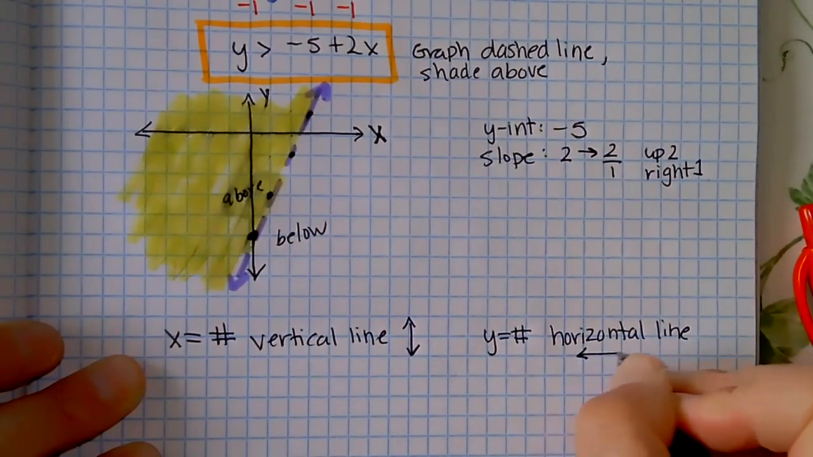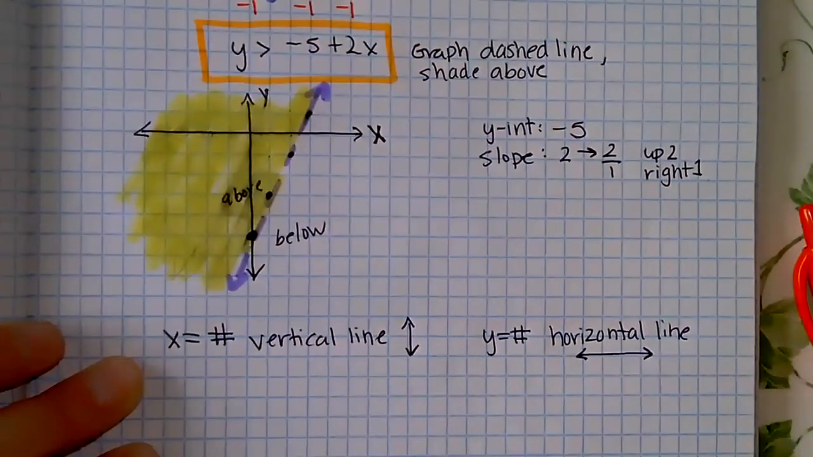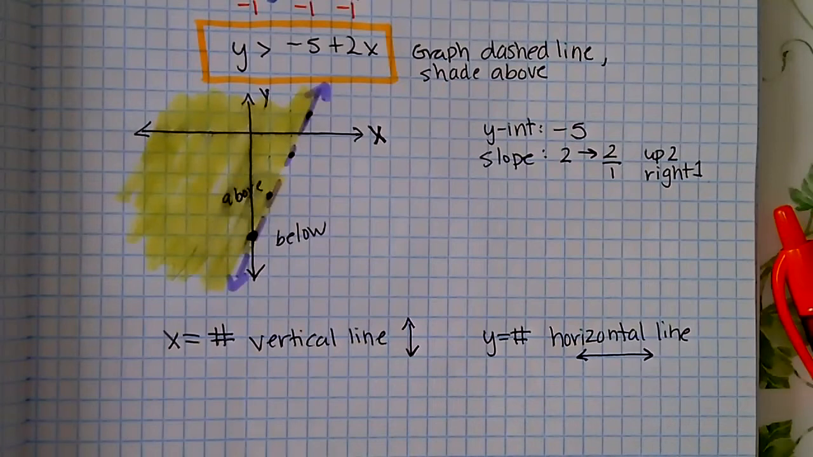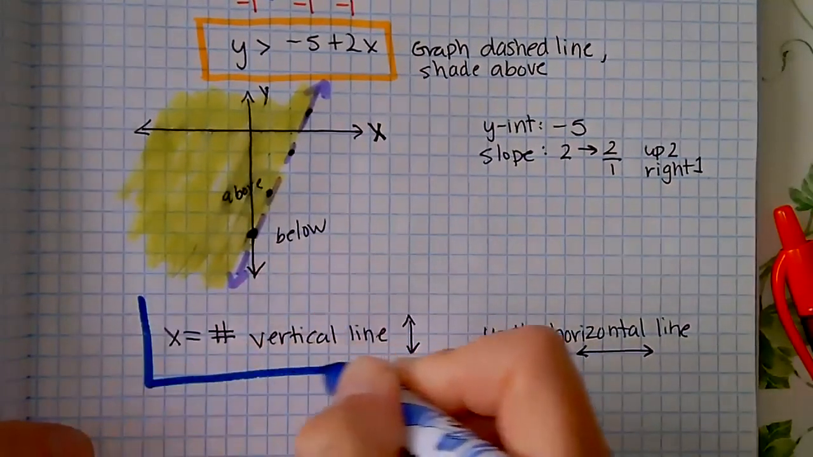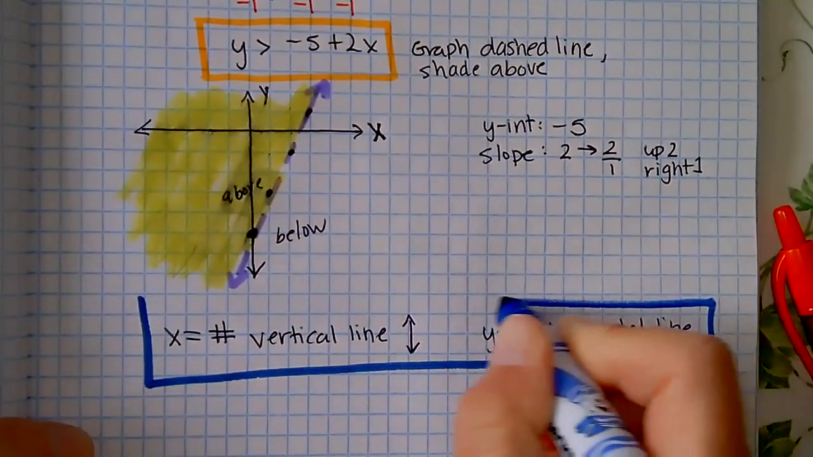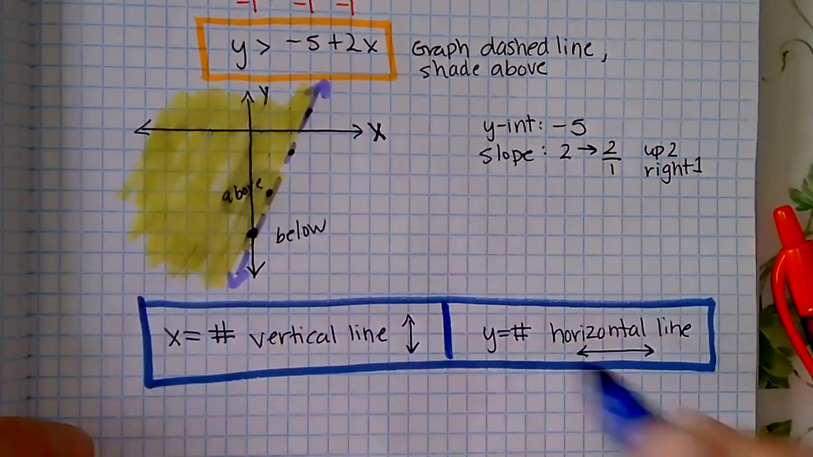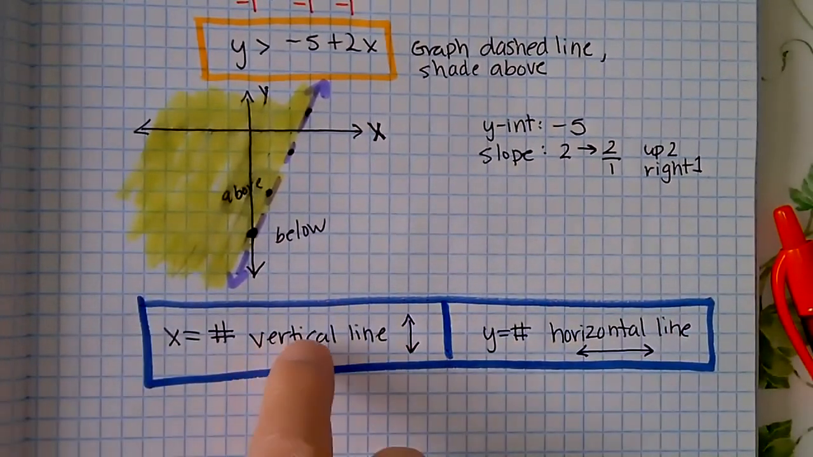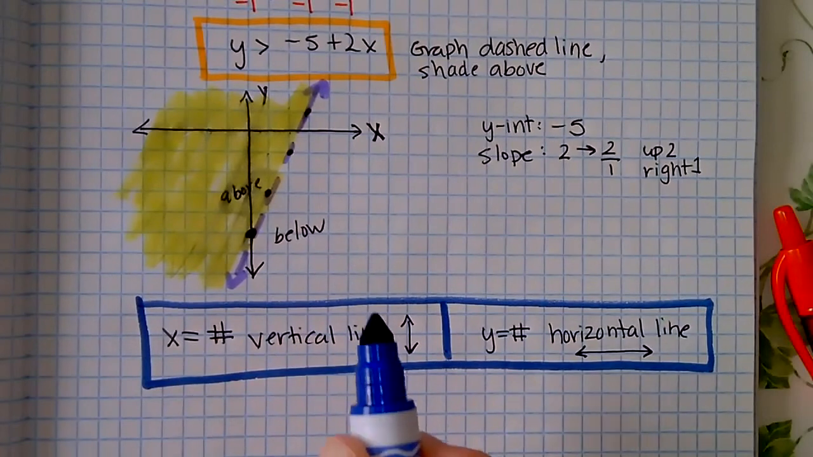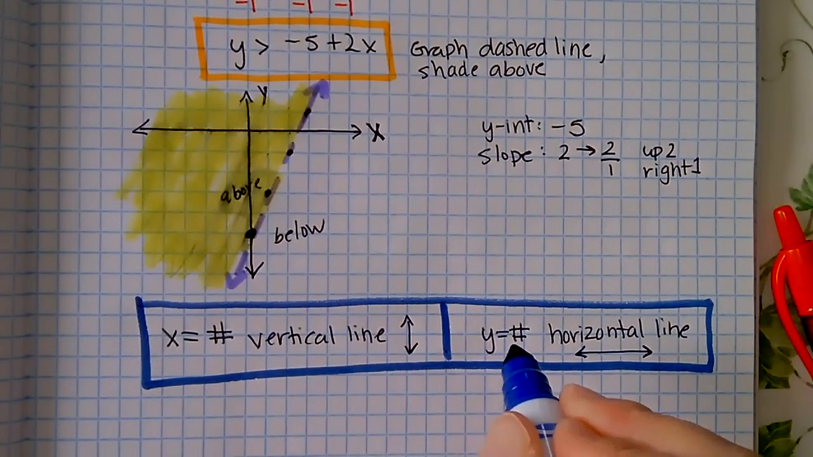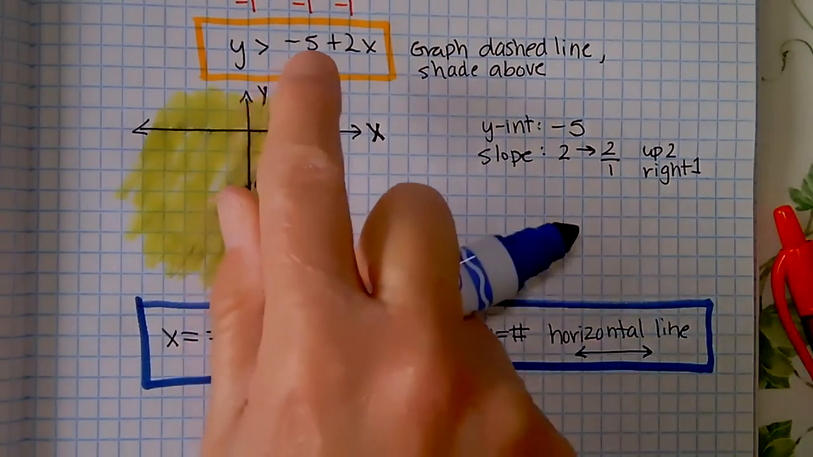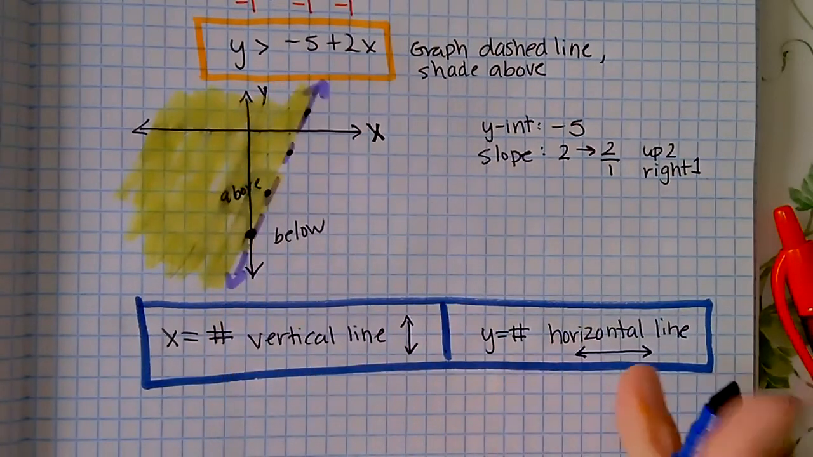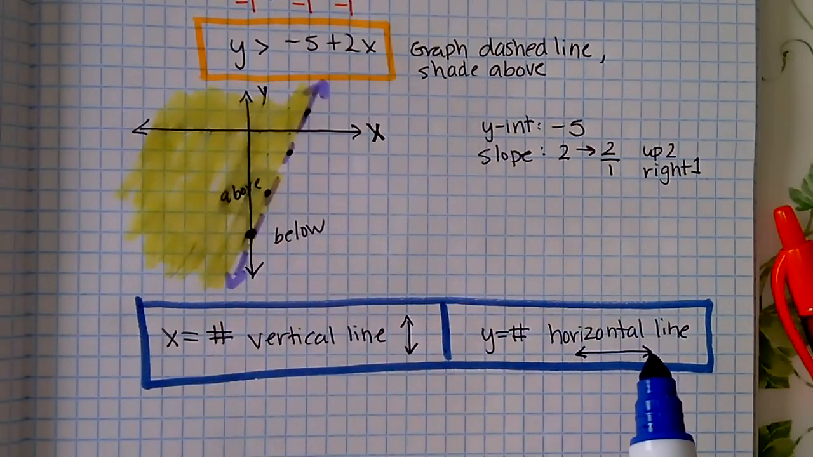And this is going to go left and right. Okay, so if you have x equal a number, you're going to have a vertical line up or down. If you have y equal a number, not with an x or anything like that, just y equal a number, you're going to have a horizontal line.